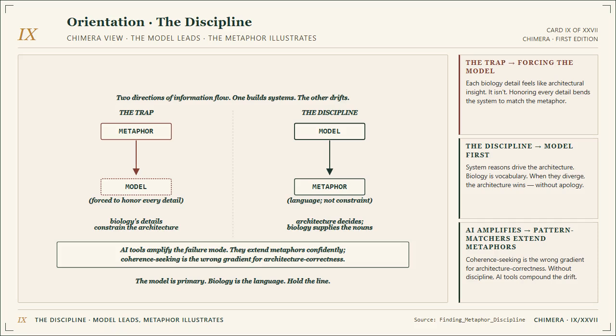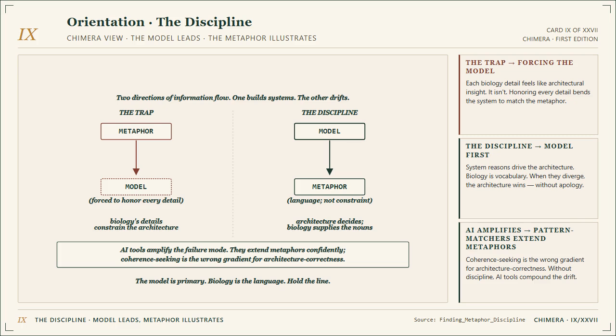Card 9, Orientation, the discipline. Before you read the rest of this deck, hold this discipline. The rest of what we're about to walk through uses cellular biology as a description language. The cell is vocabulary, the architecture is the system, the model leads, the metaphor illustrates. That order matters more than anything else on the next 20 slides.